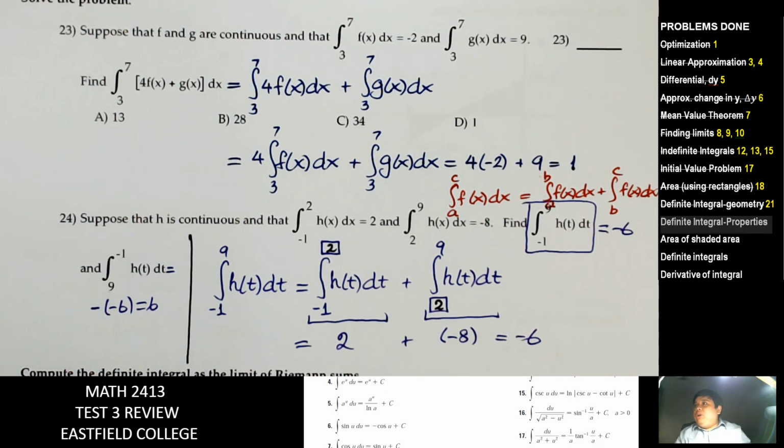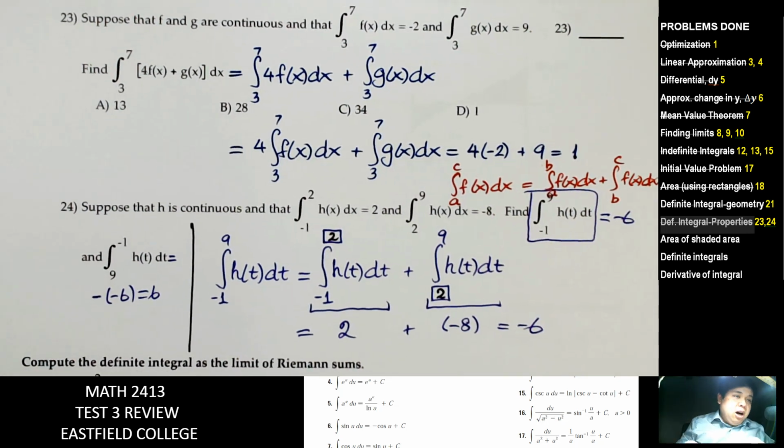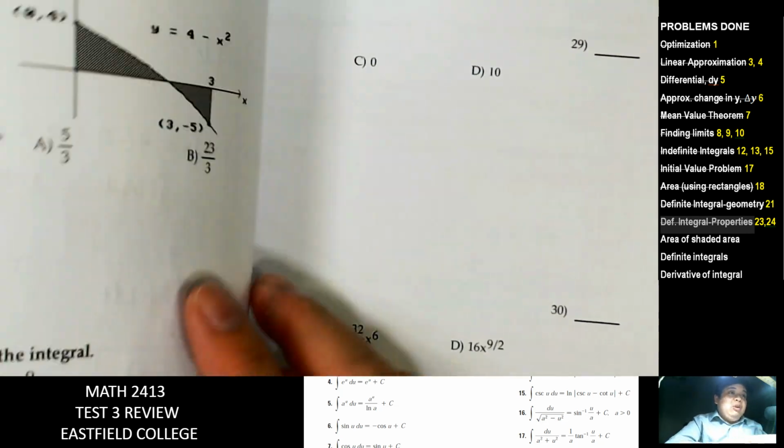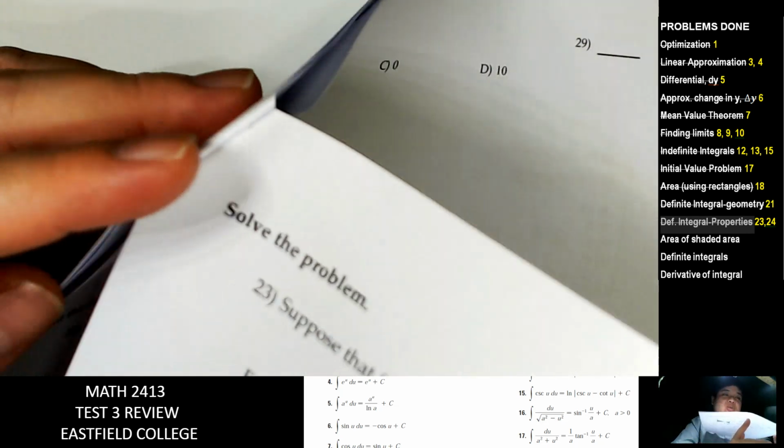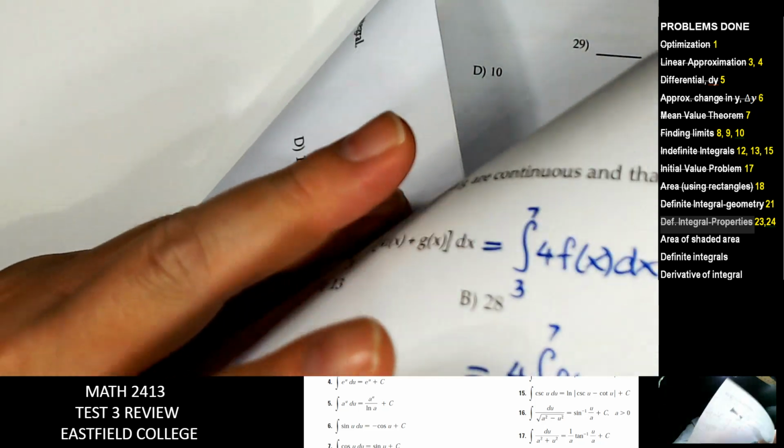I will have 23 and 24. I'm not sure we can. Try that. You notice that we skip a few problems in this review because I plan to do that in class.